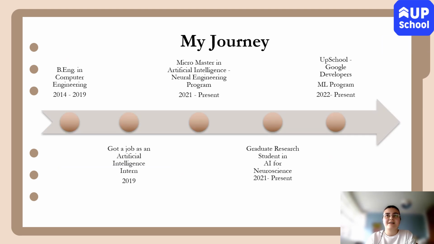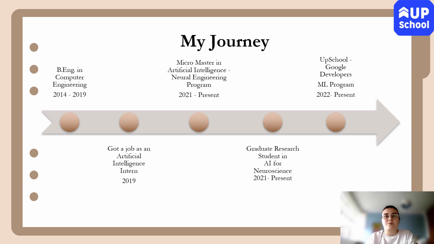Here is my journey. I graduated from the computer engineering undergraduate program in 2019, and within the same year, I got my first job as an artificial intelligence intern. And then I realized that I want to move forward in this area. And in 2021, I studied MicroMasters in artificial intelligence. I have had an interest in medicine since high school, especially in neuroscience. Since I want to integrate these two fields together, I started studying MicroMasters in neural engineering with artificial intelligence, and I'm still studying in both programs.